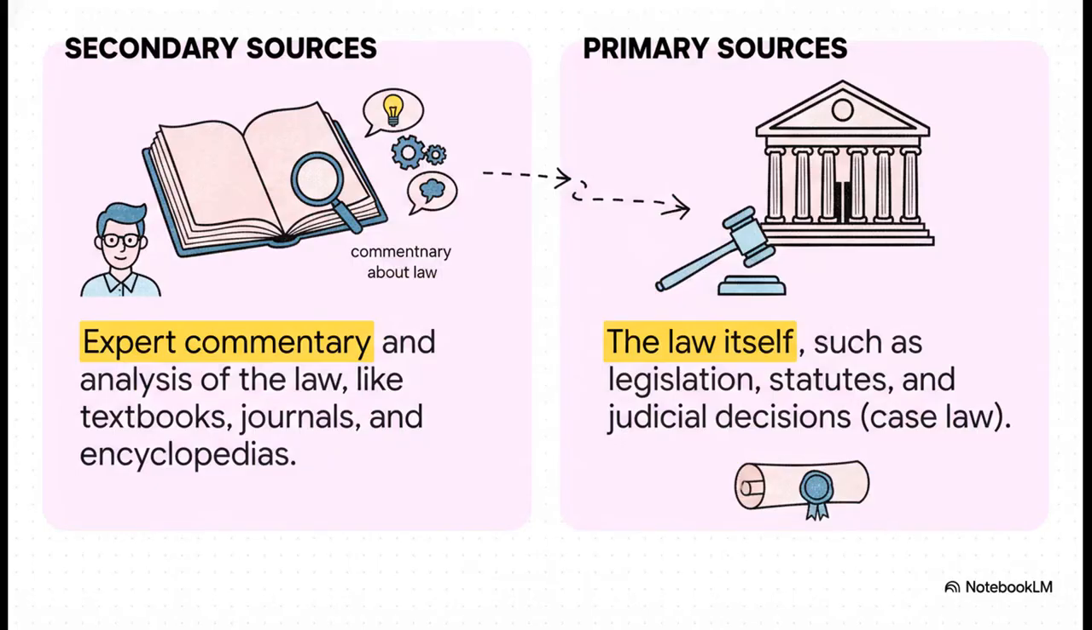And this is the key distinction to get your head around. Secondary sources are expert commentaries about the law. They explain it, they analyze it. Think textbooks or law journal articles. Primary sources, on the other hand, are the law itself, the actual words of a statute or a judicial decision.